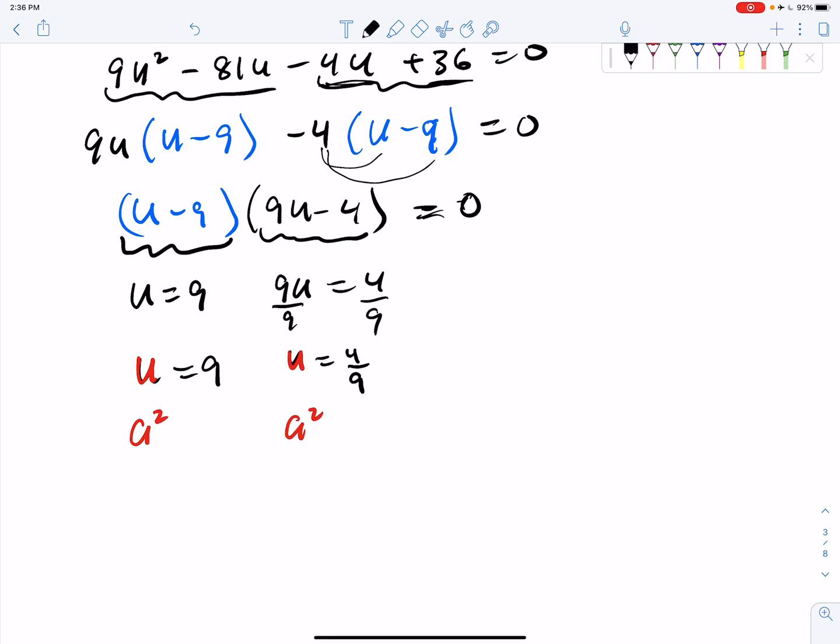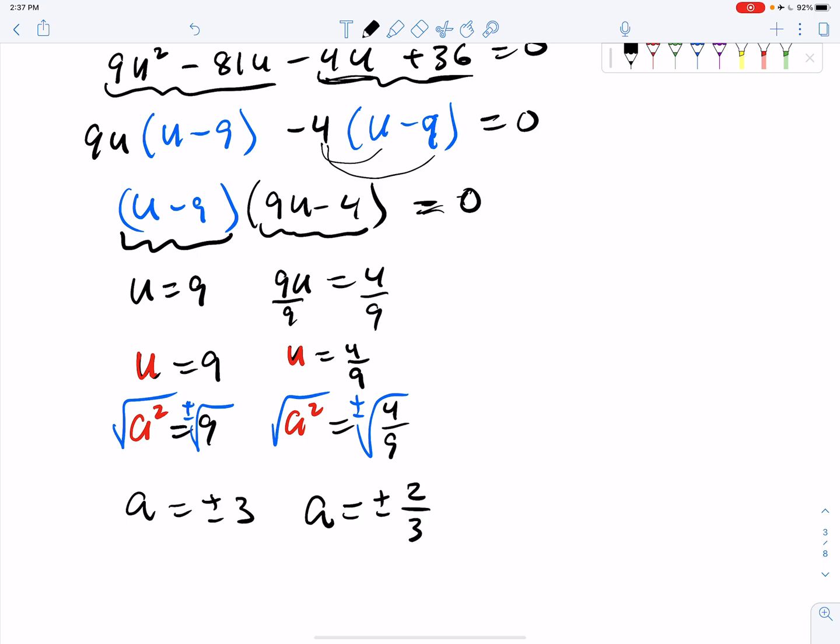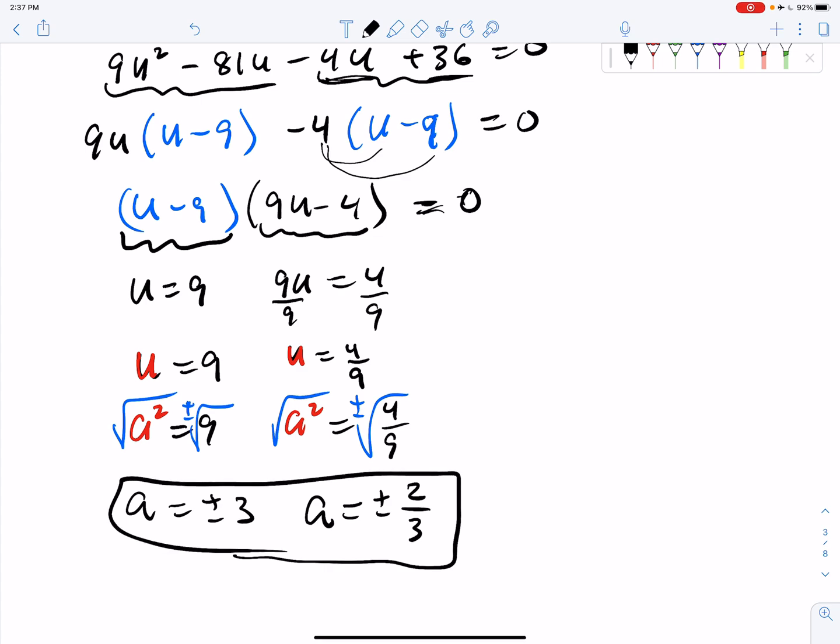And so you can see the problem is a much easier problem now. How do you solve or simplify a perfect square? Well, you square root both sides, never forgetting your plus or minus. And when you do that, you get a equals plus or minus 3. And you square root both sides, never forgetting your plus or minus, and you get a equals plus or minus, the square root of 4 is 2, the square root of 9 is 3. So you get those 4 answers. Plus or minus 3, plus or minus 2/3.